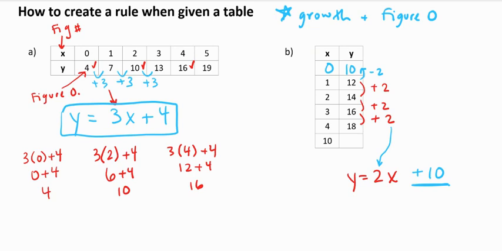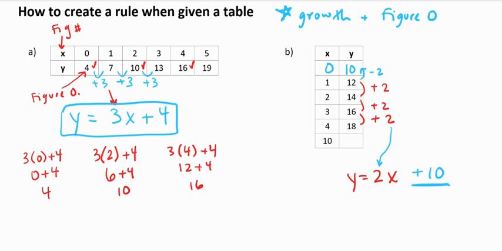Let me check that my rule works again. So let's see, if I plug in 3 for x, 2 times 3 is 6, plus 10 is 16, that works out. 2 times 4 is 8, plus 10 is 18. Okay, so it seems like my rule works for this one.